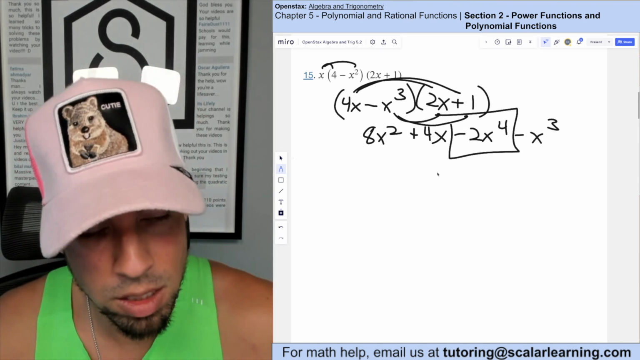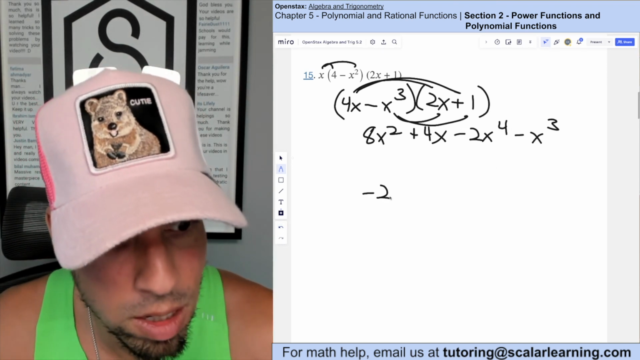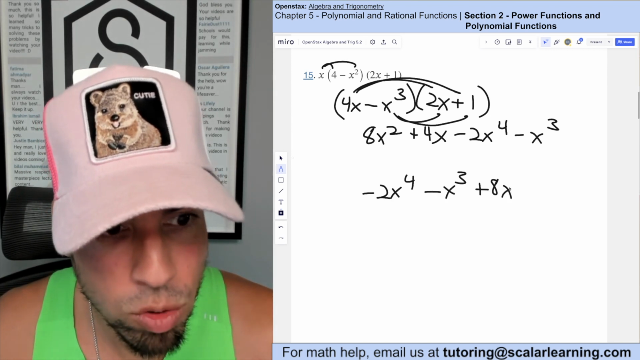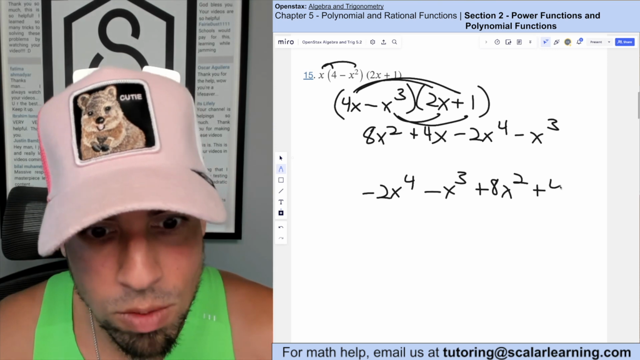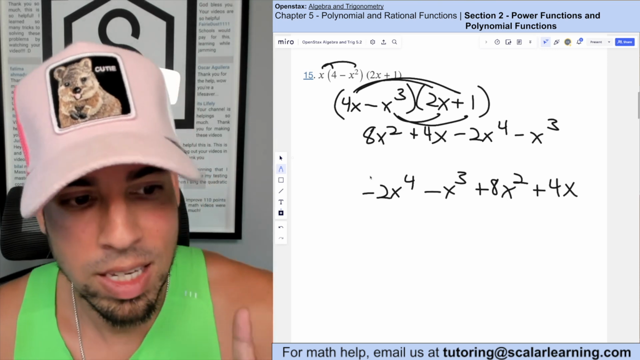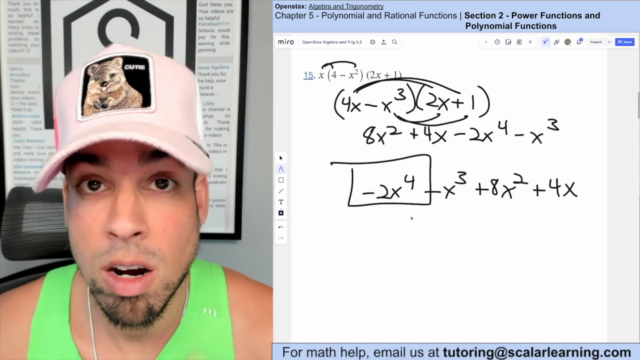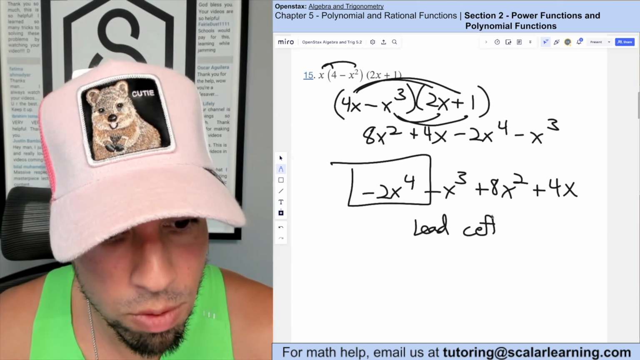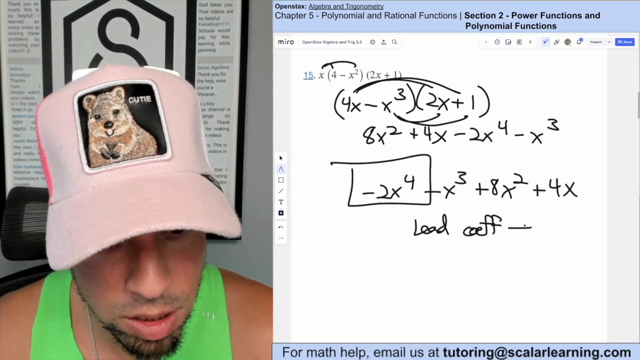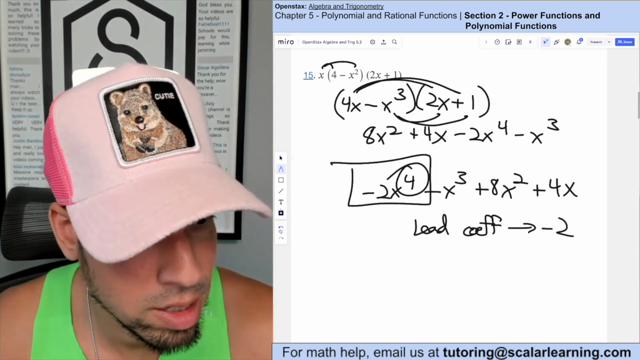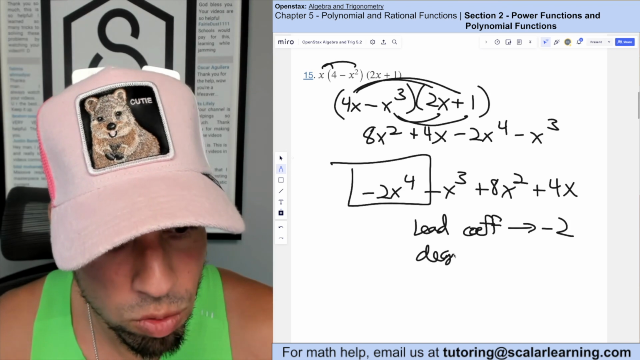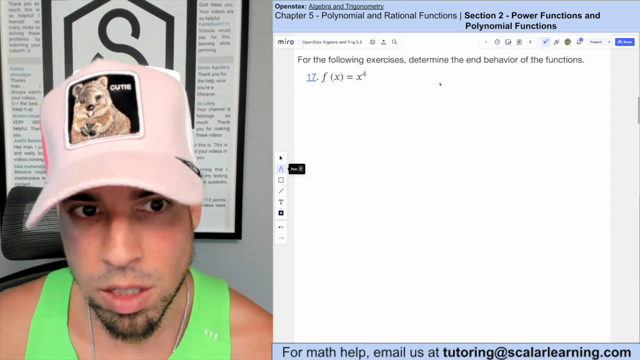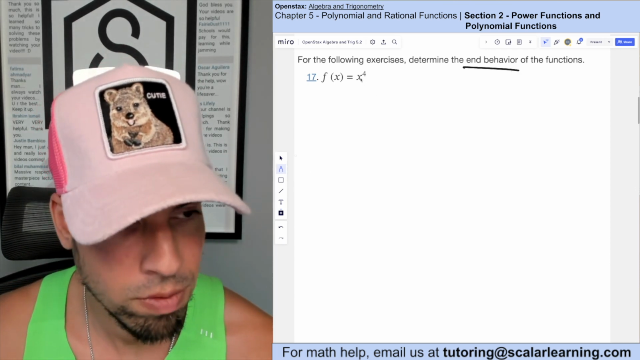Okay, I could reorganize it. Actually, you know what? I'm going to reorganize it. Let's make it negative 2x to the fourth minus x cubed plus 8x squared plus 4x. But I didn't really need to do that because the key is this guy. This is our term with the highest degree. So that means our leading coefficient is the coefficient of this, which is negative 2, and the degree is that exponent, and the degree is going to be 4. Boom, done.